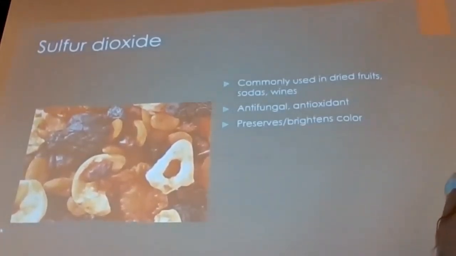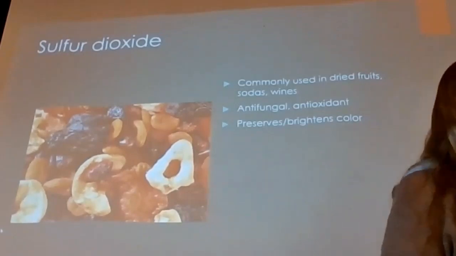The other thing it does is preserve the brightness and color, because colorful compounds often come from these conjugated double bonds as well. If we can protect those conjugated double bonds, then we can protect the colors. It's much more appetizing to have your dried cranberries if they're a really bright red color than if they're a dull brownish color. That's one of the reasons why it's used for dried fruits.